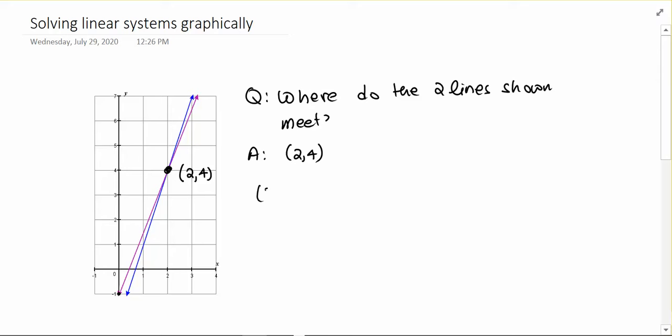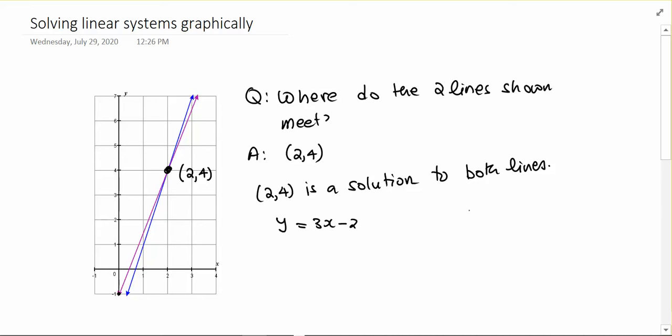2, 4 is a solution to both lines. Okay, we can check this out. So the equations that these lines came from, one of the equations was y equals 3x minus 2, and the other equation was 5x minus 2y equals 2. Right? So those are the two equations.